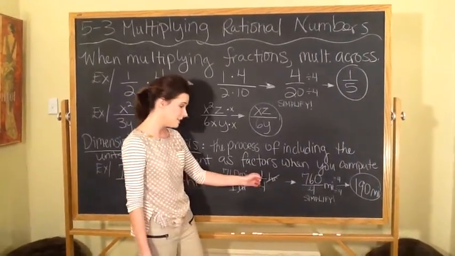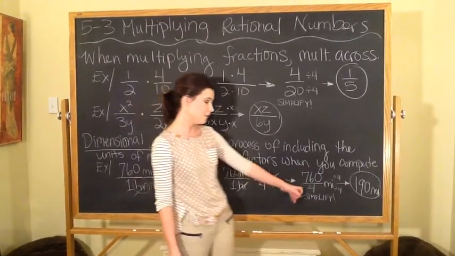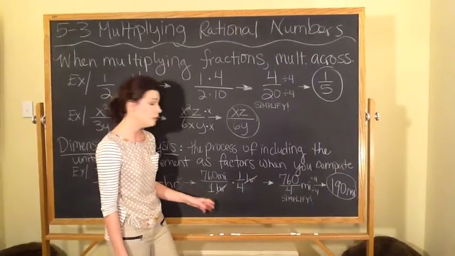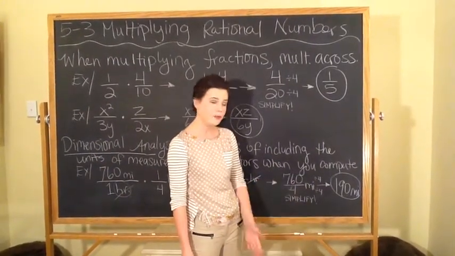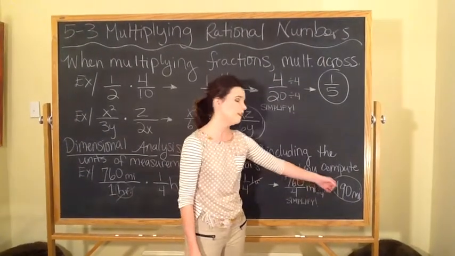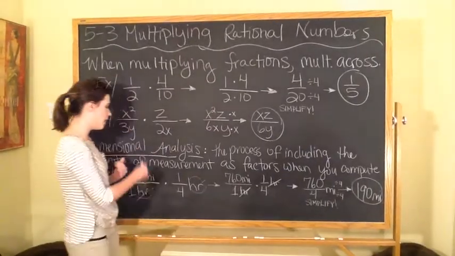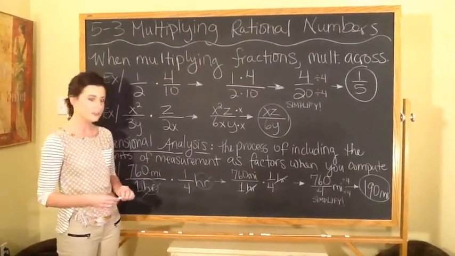760 times 1 gives us 760, and 4 times 1 gives us 4. Our hours units have been canceled out, and we're left with 760 over 4 miles. If you simplify that by taking out a 4, you'll be left with 190 miles. That's how we use dimensional analysis, using the dimensions and units to cancel out and solve.